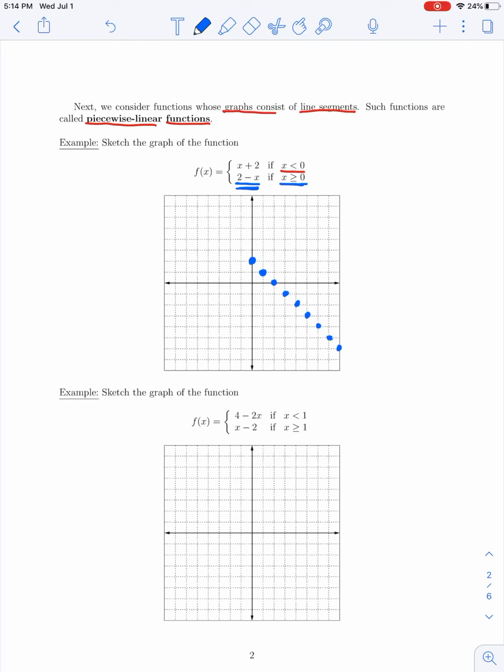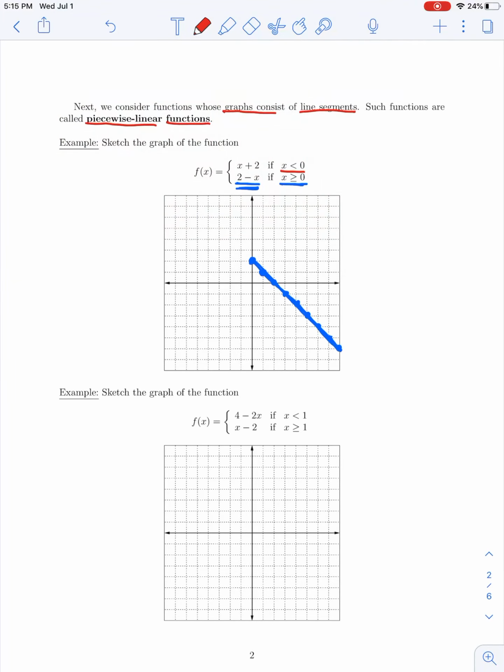If we were to keep substituting values of x into our function, we find the indicated points in the xy plane. So for the part of our graph where x is greater than or equal to 0, we have the following line segment, whose y-intercept is positive 2 and has a slope of -1.